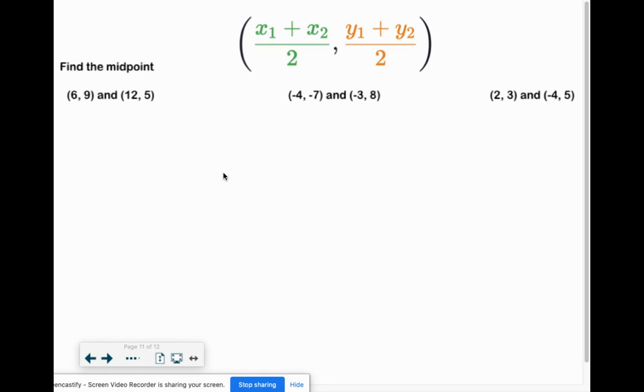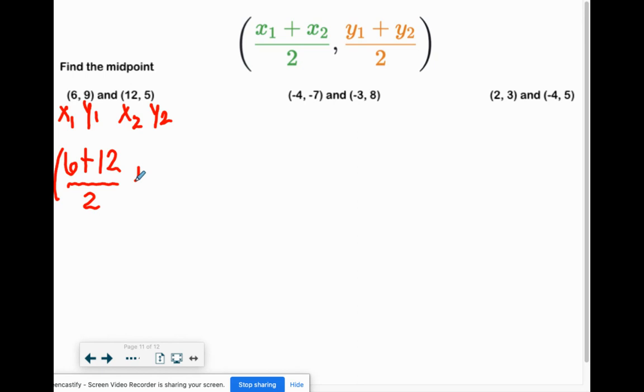So what I like to do, just until I get really good at it, is label our ordered pairs. So I'm going to have an x1 and a y1. And then this guy would be x2, y2. And now we just plug in. So my first number we plug in is x1. What did we label as x1? 6. Plus our x2, which is 12, all over 2. Put your little comma.